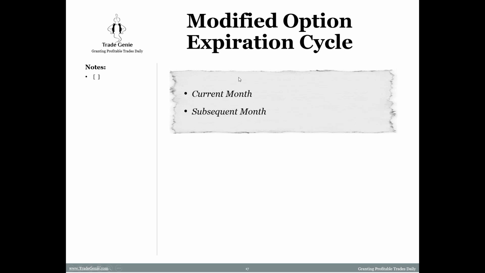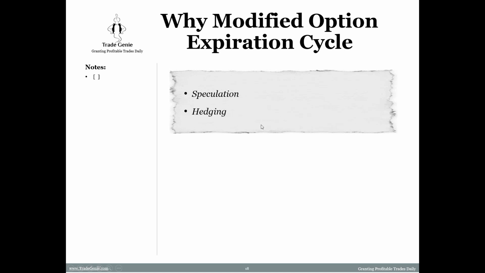So the current month right now is April, starting Monday. March is gone, and you will see May also. So April and May, and then the 2 extra months you will see depend on the option expiration cycle of that stock. So the modified option expiration cycle is the current month plus the subsequent month. Why modified? Because of speculation and hedging, so they introduced an extra month close to the current one.